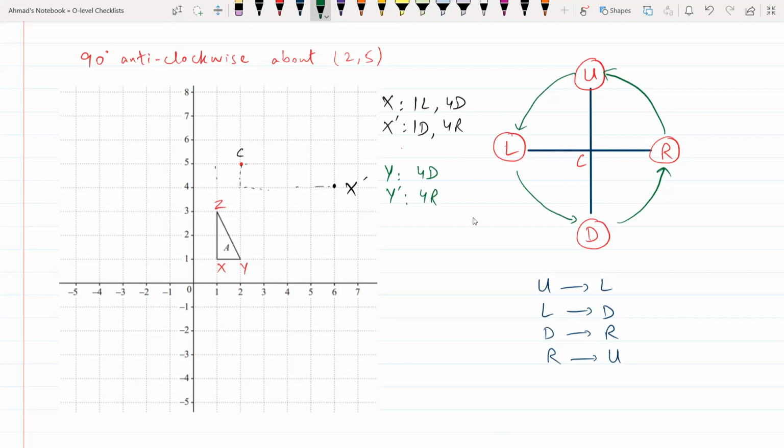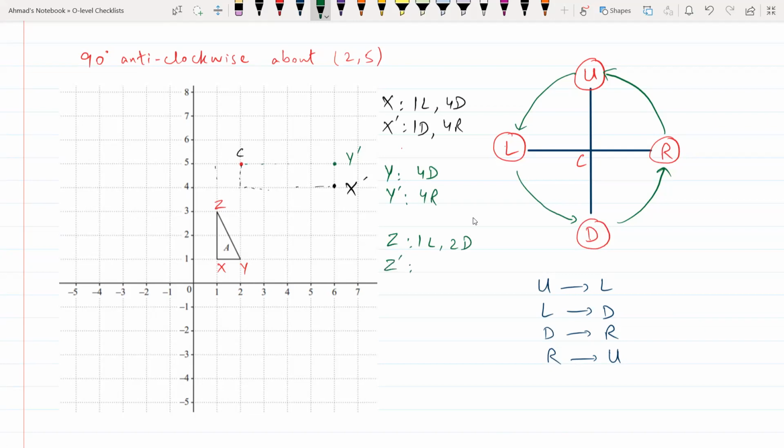So center से आप क्या करो? 4 right देख लो. 1, 2, 3, 4. That's going to be your Y bar. Then you finally do Z. Z from the center of rotation, that is 1 left and 2 down. So that's 1 left and 2 down.